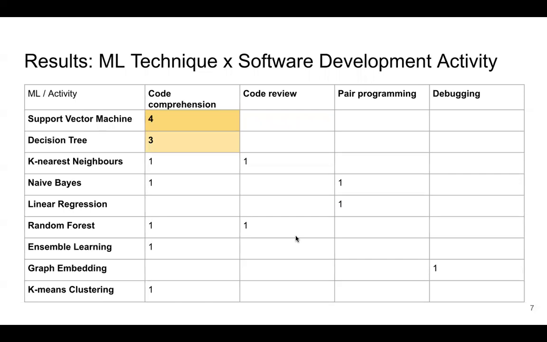Then we look at the machine learning technique used with different types of software development activities. By looking at the highlighted cells in the table, we can see support vector machine is the most frequently used machine learning technique, followed by the decision tree. And code comprehension is the most studied type of software development activity.